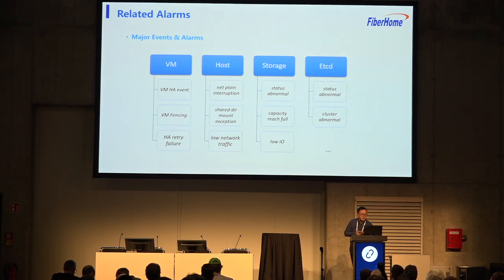And here are some events and alarms related to HA. And there are four categories: VM, host, storage, and ECD.